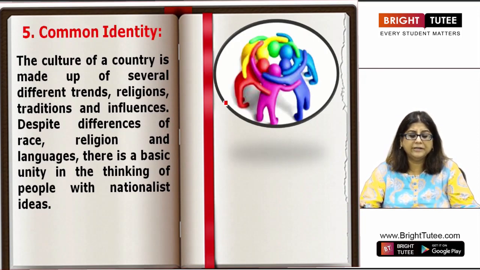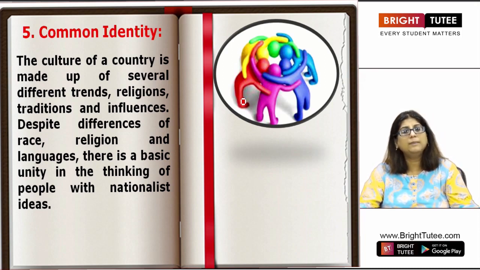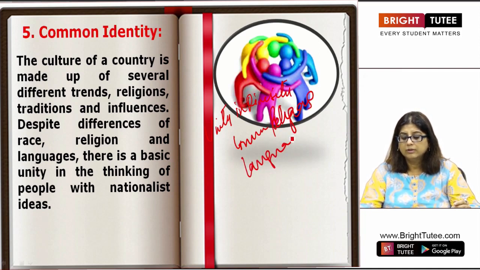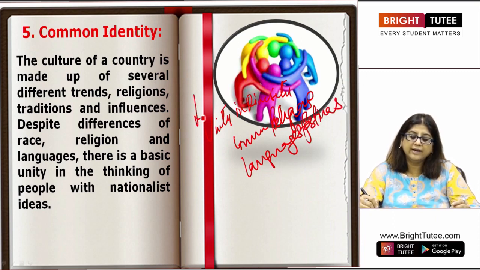And the common identity: the culture of a country is made up of several different trends, religions, traditions and influences. Despite differences of race, religion and languages, there is a basic unity in the thinking of people with nationalist ideals. Now if we say the common identity, India is living, again I would say, unity in diversity. We are from different communities, religions, we speak different languages, we have different festivals, we have different living styles.